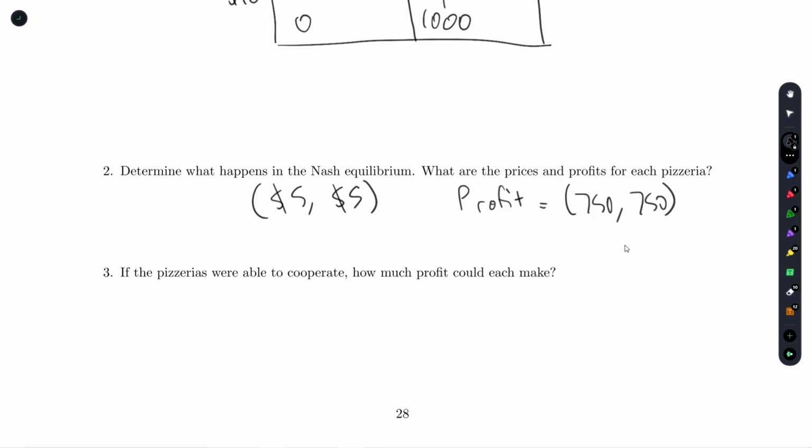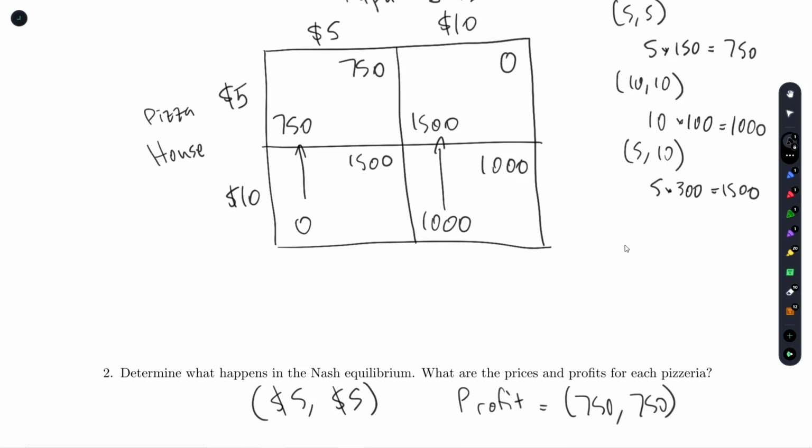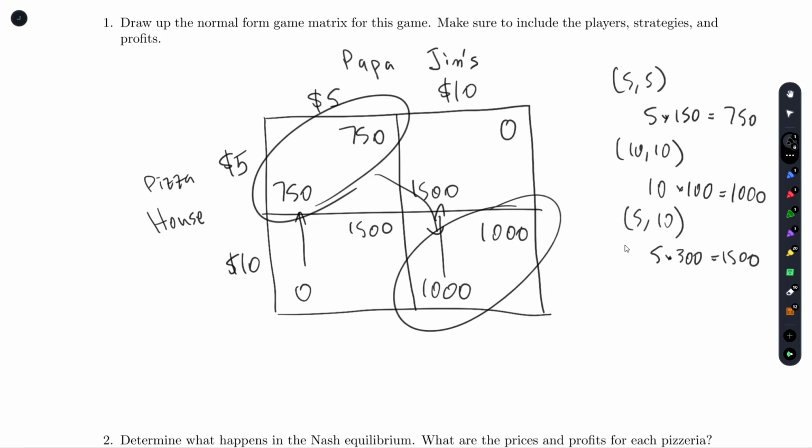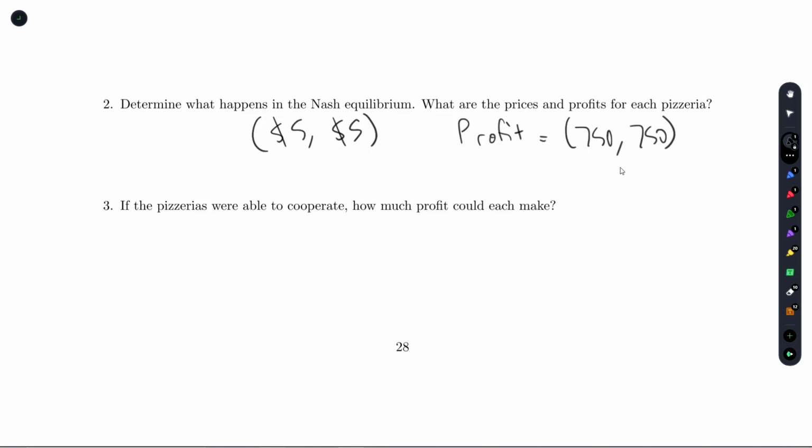The final question asks us, if they were able to cooperate, how much profit could they make? We can go back up to the game matrix and see, in our Nash equilibrium, we're going to end up at 750 and 750 profit, but there is a situation over here where both firms are making more profit, 1,000 each, had they been able to cooperate and both agree to price at $10. Of course, that doesn't hold up in the Nash equilibrium because the self-interested strategy is always going to lead them to pricing at 5. But had they been able to cooperate, they could have made 1,000 each.